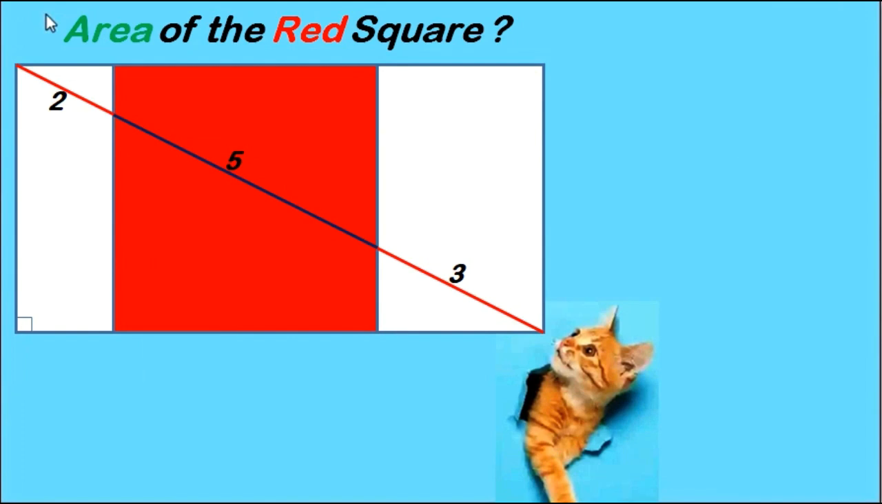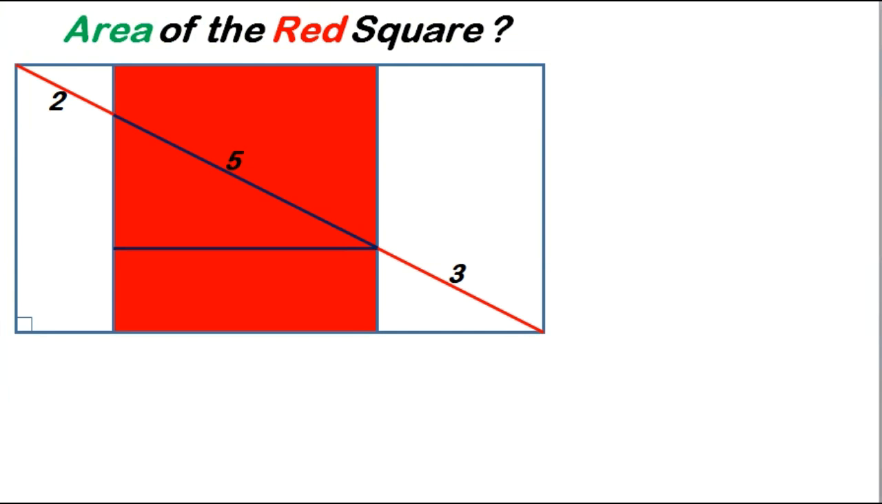How do we determine the area of the red square? If you go to the whiteboard, to determine the area of the red square, you've been told the red region is a square. That means the sides are equal. Now, this is very simple, just using a simple trick.